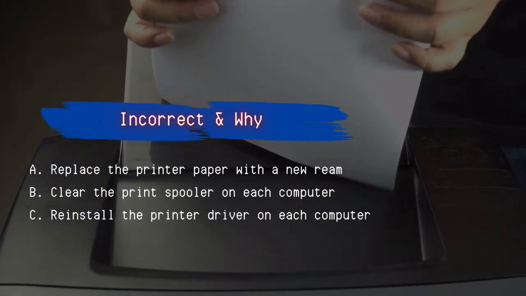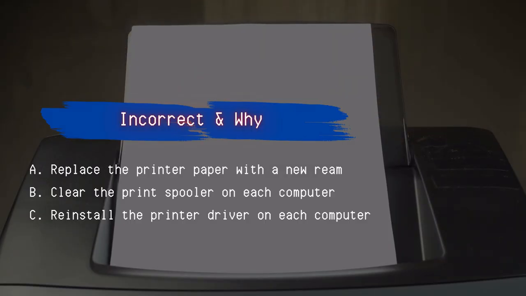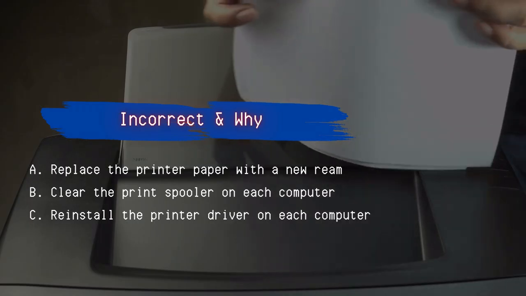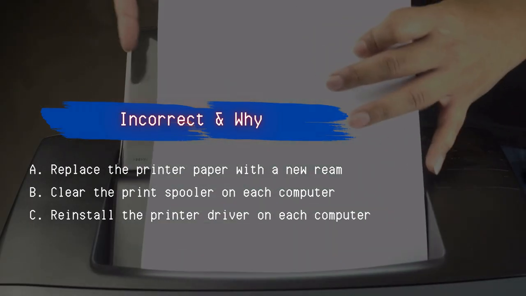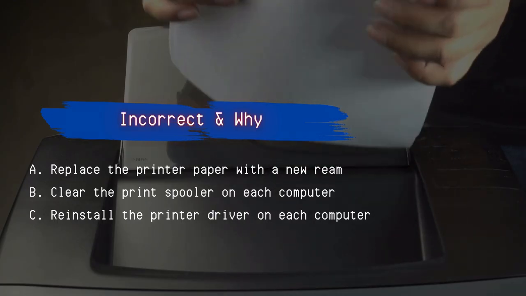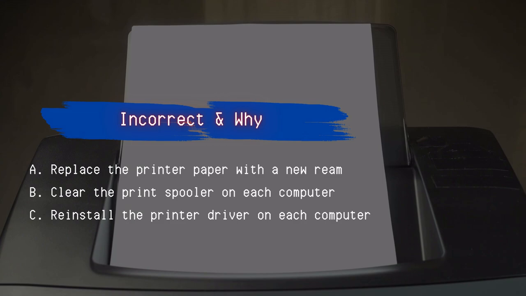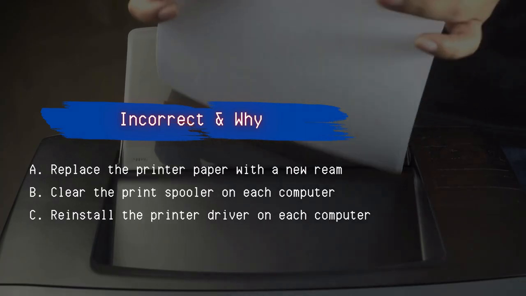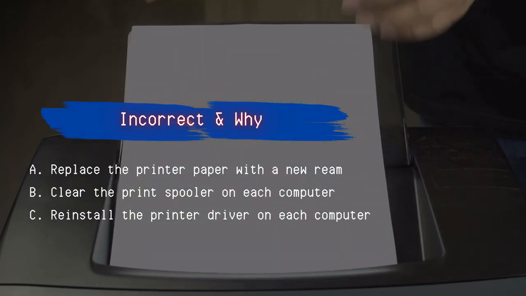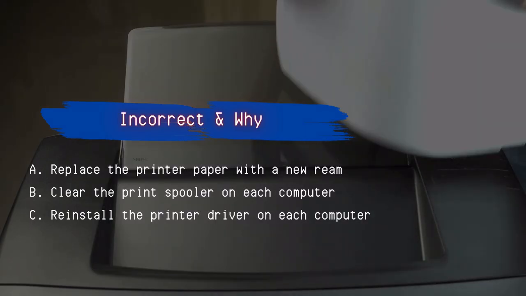Incorrect answers. A, replace the print paper with a new ream. Now, paper quality issues might cause streaks or smudges, but unlikely to cause consistent thin vertical lines across every page. B, clear the print spooler on each computer. Now, clearing the print spooler addresses issues with stuck or corrupted print jobs, but does not impact print quality. C, reinstall print driver on each computer. Driver issues may cause formatting or connectivity problems, but do not typically result in physical print quality issues like vertical lines.